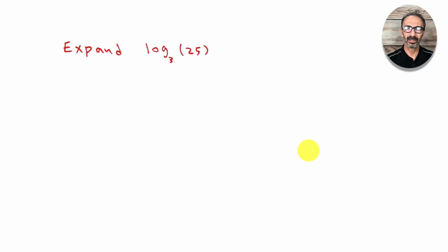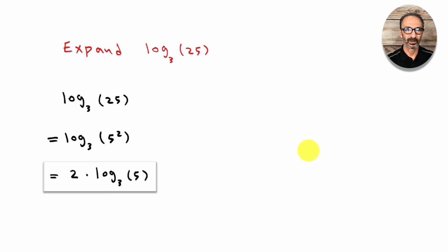Take another example. How do you expand log 25? Well, I could think about 25 as 5 times 5, use the product rule, or 5 to the second and use the power rule. Here we go. Let's use the power rule. Put the 2 up front, 2 log 5, and we're done.